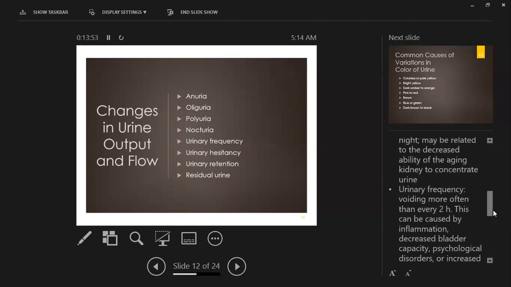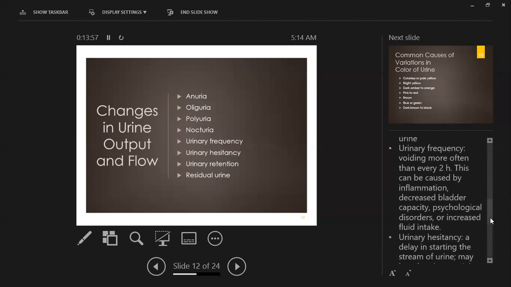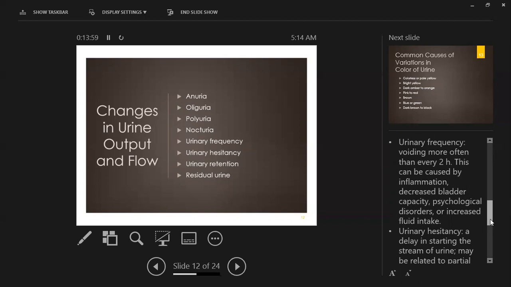Nocturia is urination that occurs at night. It may be related to the decreased ability of the aging kidney to concentrate urine, and therefore we have large amounts of dilute urine produced 24/7. Urinary frequency is voiding more often than every 2 hours. If you have some inflammation, infection, decreased bladder capacity, any kind of psychological disorder, or you're just taking in a whole bunch of water orally, you may have urinary frequency.